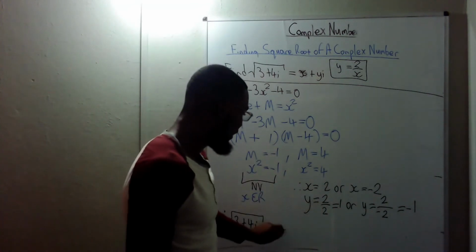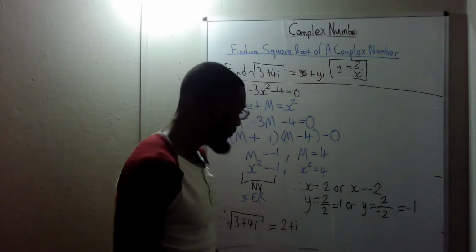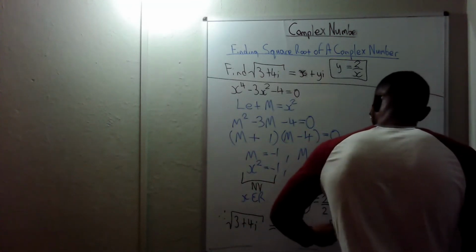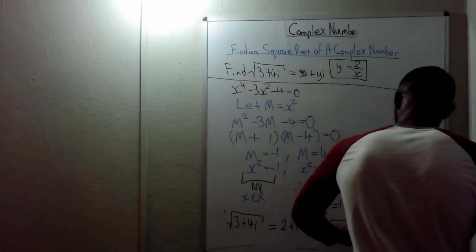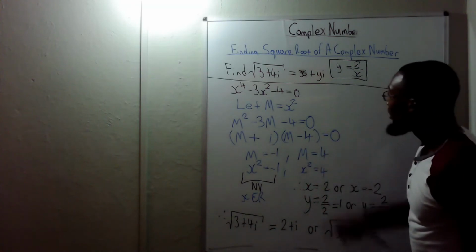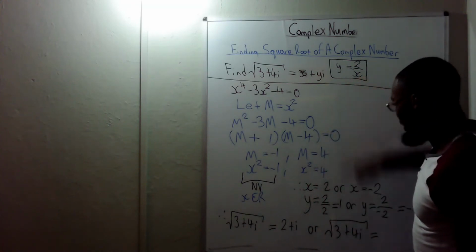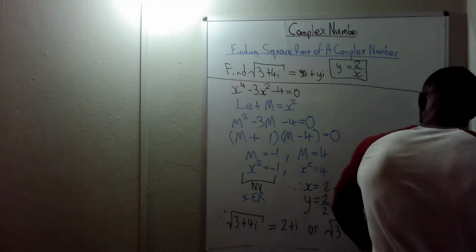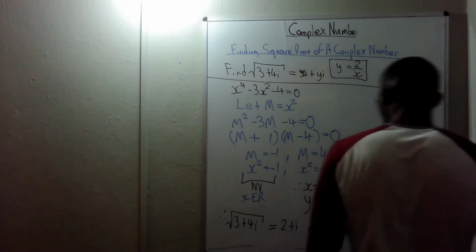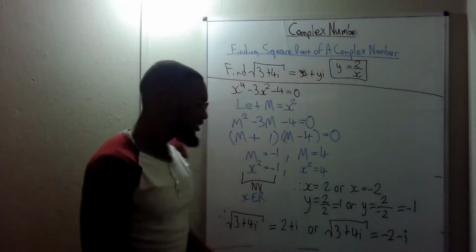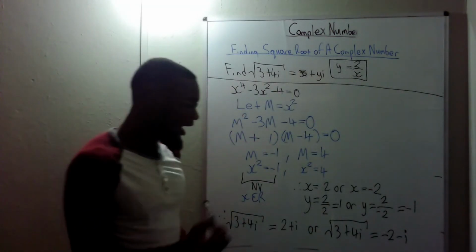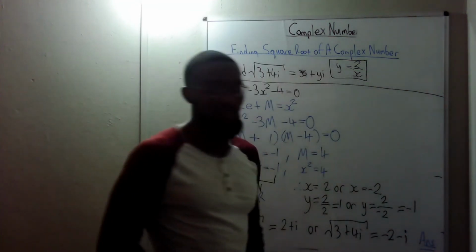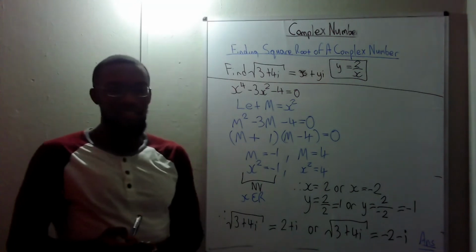So one answer is 2 plus i, or we can say that the square root of 3 plus 4i is equal to, the second value, for x negative 2, negative 2 minus i. Those are the two possible answers for the square root of 3 plus 4i. Alright? Lovely. That's how we find the square root of a complex number.